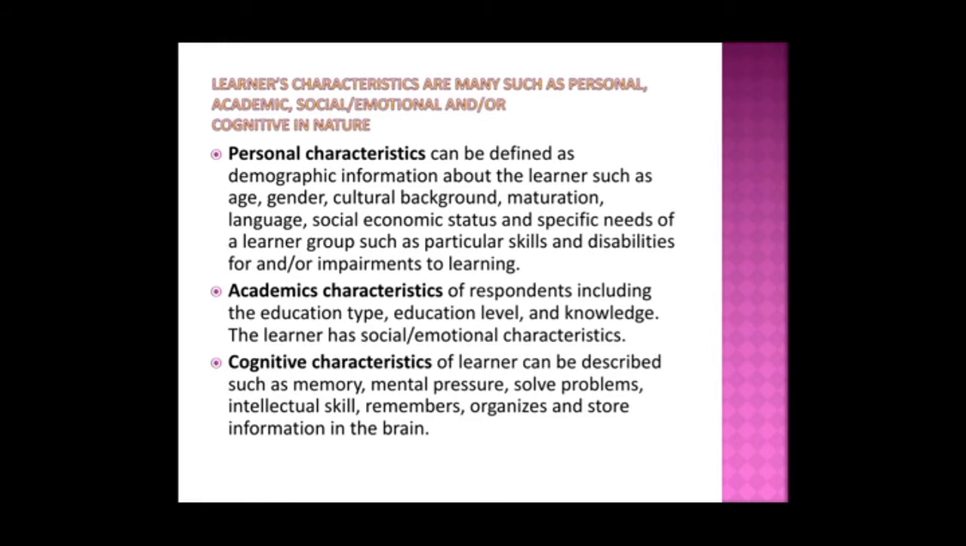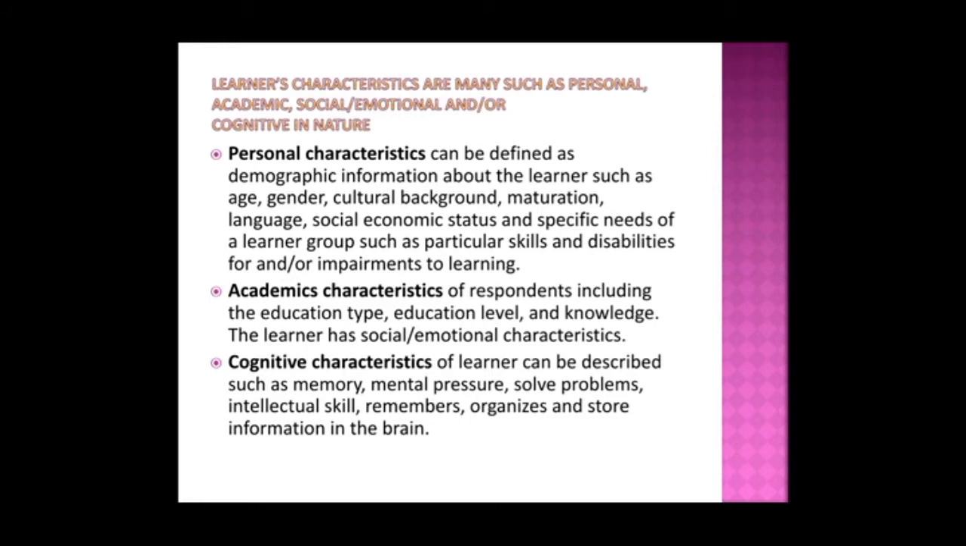We already discussed that. First of all, personal characteristics. They can be defined as demographic information about the learner, such as age, gender, cultural background, maturation, language, socioeconomic status, and specific needs of a learner group, such as particular skills and disabilities or impairments to learning. This is the personal characteristic of a learner.